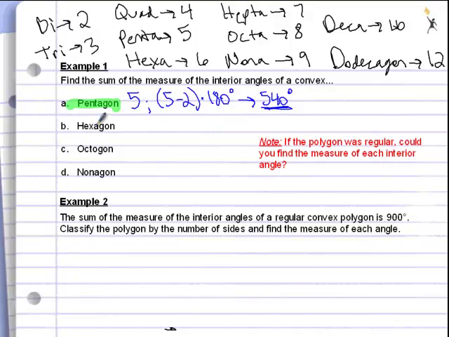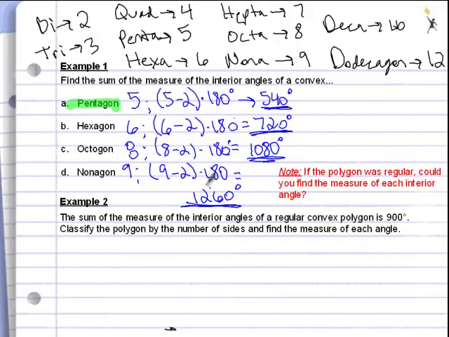A hexagon, again, we just went over it, it has 6 sides. So again, I use the formula n minus 2 times 180. I plug in my 6. And what I find is when I take 6 minus 2 times 180, I get 720 degrees. What I'd like you to do now is solve for the interior measures of an octagon and a nonagon. Pause the video and do that now.